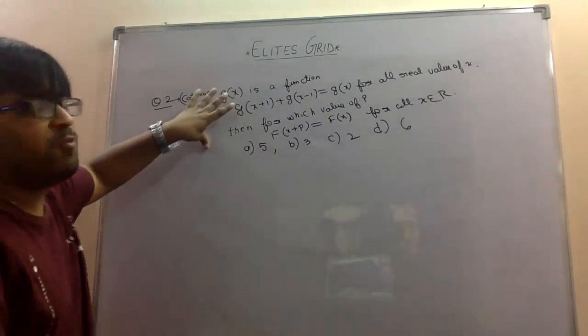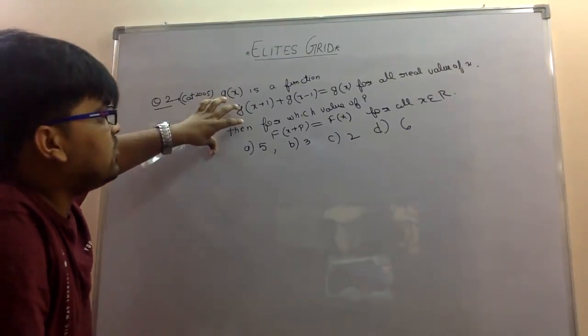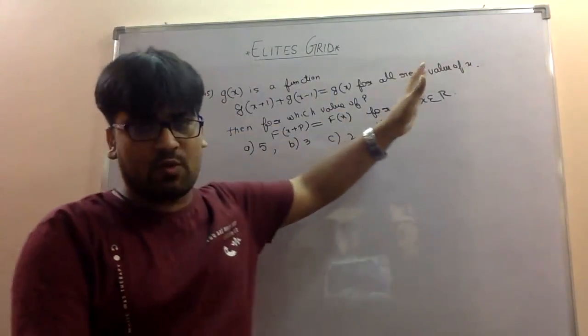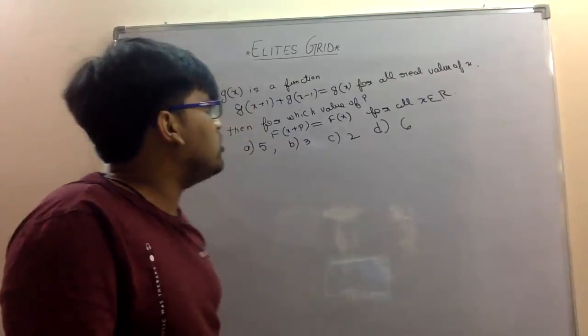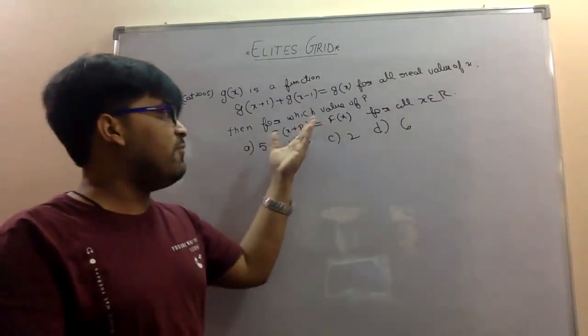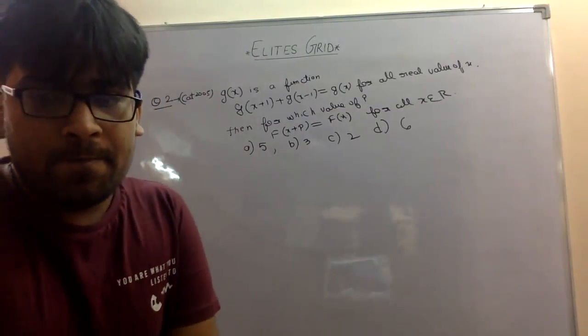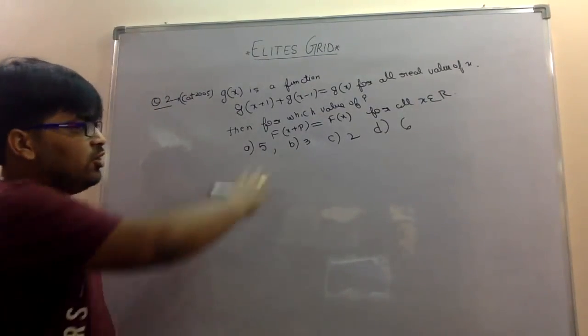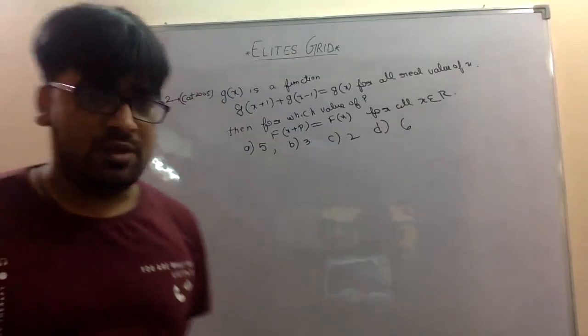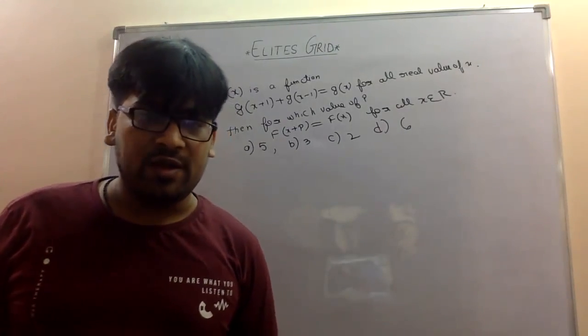So question is, g(x) is a function such that g(x+1) + g(x−1) = g(x) for all real values of x. Then for which value of p, f(x+p) is equal to f(x) for all real values of x. And you want to find value of p. ठीक है, p की तुम्हें value find करनी है.